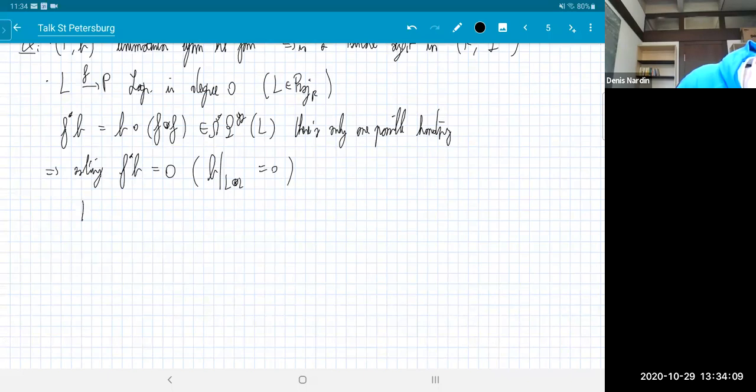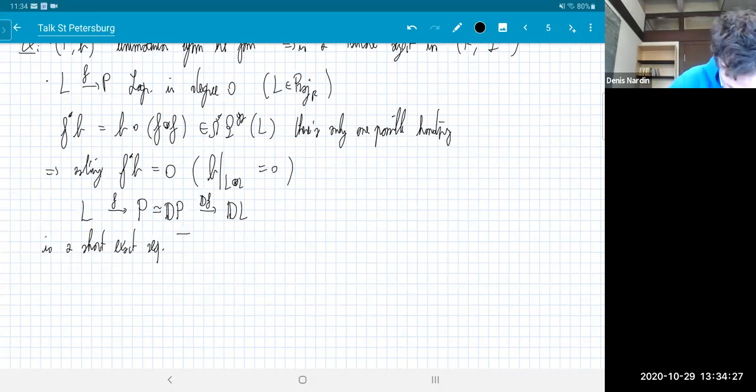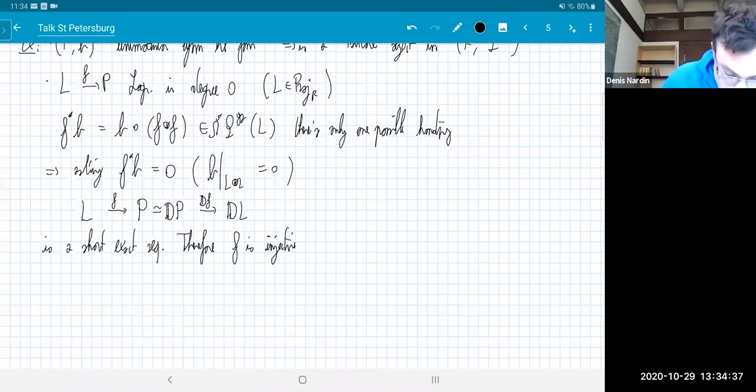And the second condition is telling you that you have a map from L to P. Then I take the dual. This goes to the dual of L. And this is a short exact sequence. Therefore, F is injective, because that's what short exact sequences are. I mean, you need an injective. So L is a subspace of P.